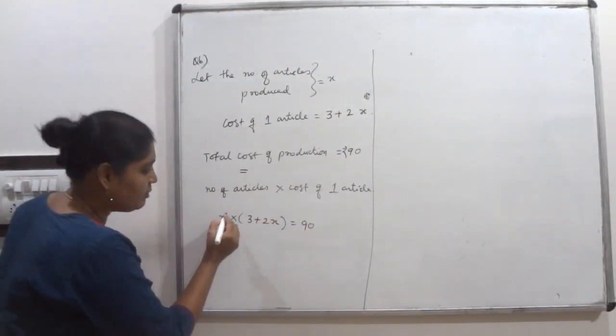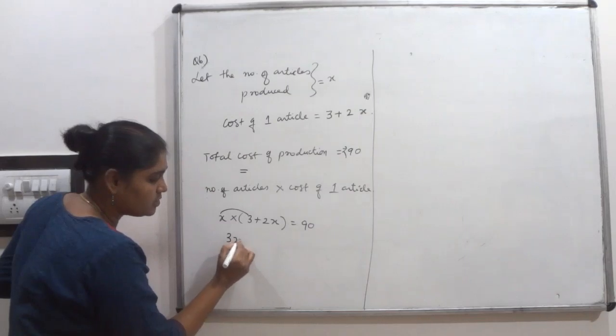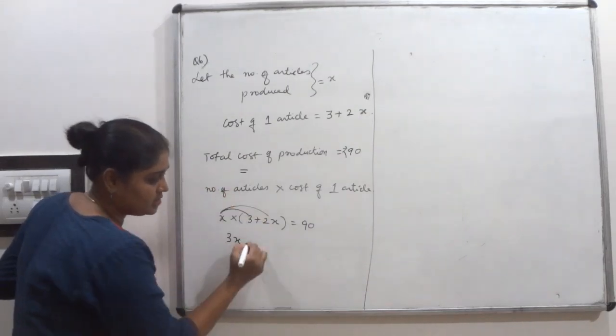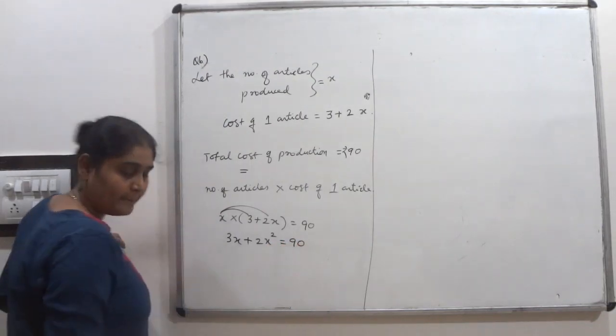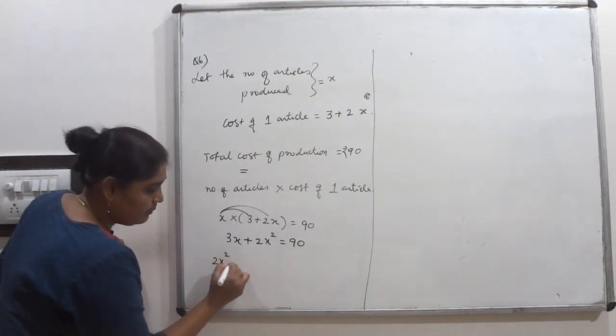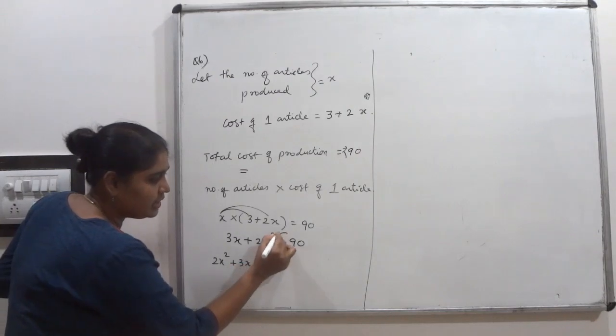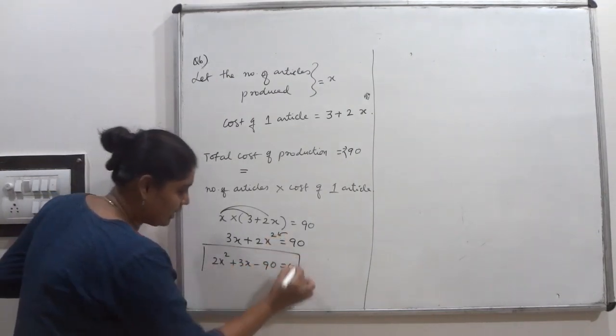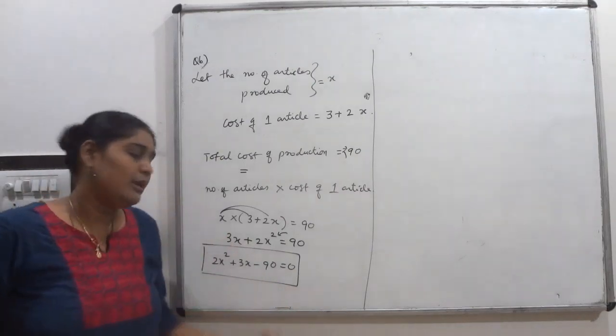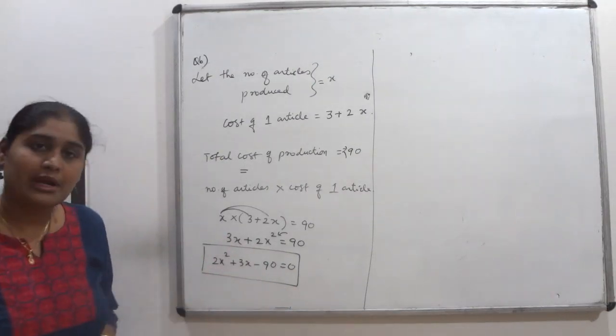90. Now you multiply x into 3, 3x. X into 2x, that is plus 2x square, which is equal to 90. 2x square plus 3x, and 90 comes to this side, minus 90 equal to 0. So finally I got the quadratic equation. By the middle term splitting method I am going to get the x value.